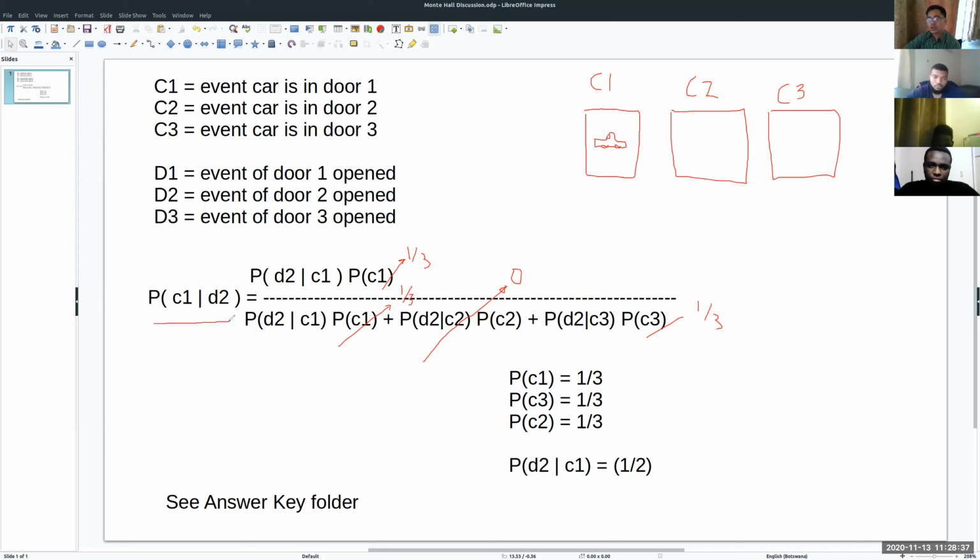The choosing of the door is only on the left side of the equation. So from the point of view of the host, if the car is in door 1, then there are only two possibilities: either open C2 or open C3. So they have equal probabilities, and this probability is 1/2.